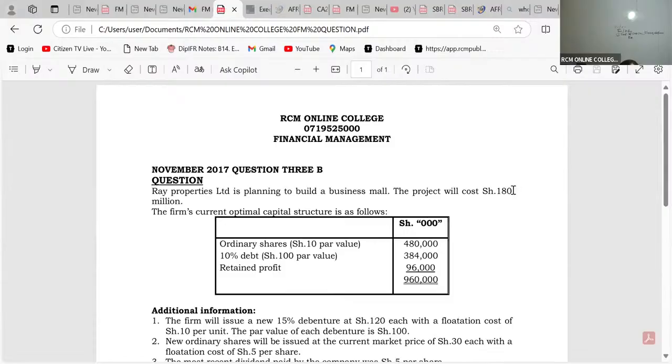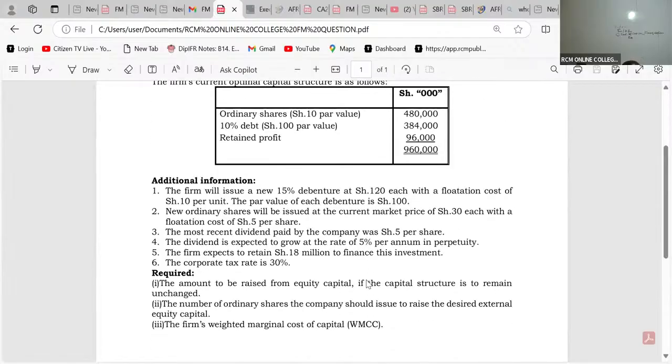The project will cost 180 million. The firm's current optimal capital structure is as follows. So we have ordinary shares, 10% debentures, we have retained profit, like that. Additional information. The firm will issue a new 15% debenture at shillings 120 each, with a flotation cost of shillings 10 per unit. The par value of each debenture is shillings 100.